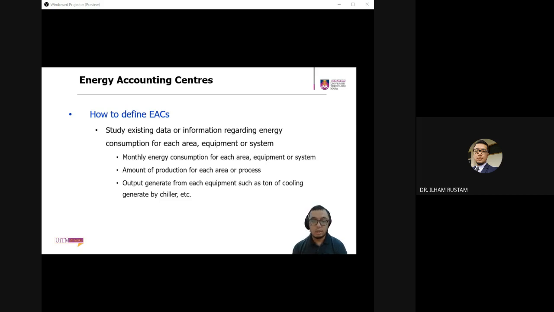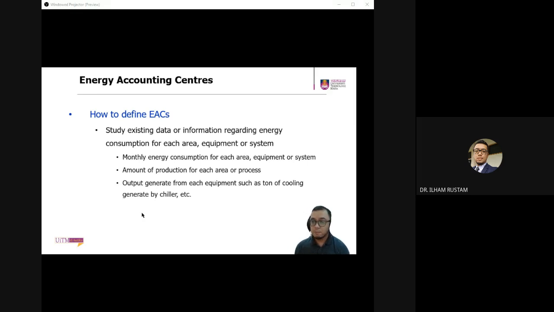So for your mini project, again, you have to get the data, or either that, or after discussing with my colleague, maybe we'll provide it to you, depending on UiTM's administration, whether they are okay or not, we will share the data with you. But if not, then you have to Google. But most probably we will, and on our end we will try our best to get the data for you. And you have to study that data first. Only then you'll be able to define the EAC.